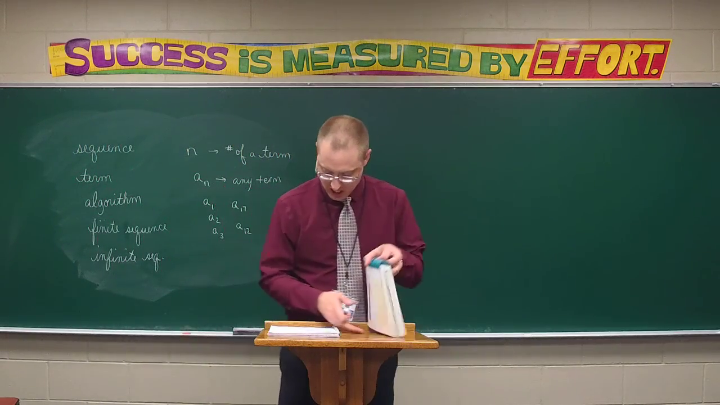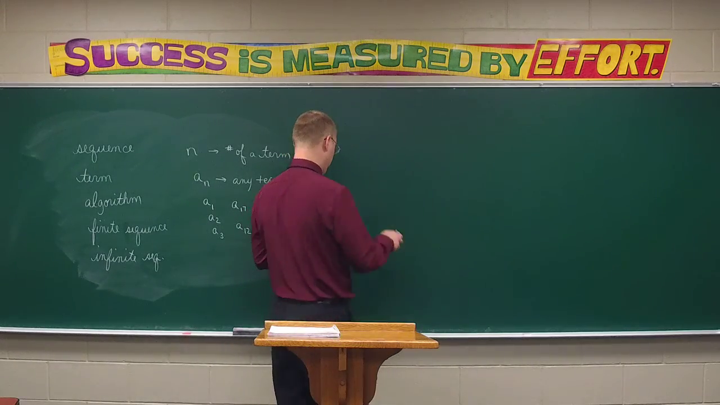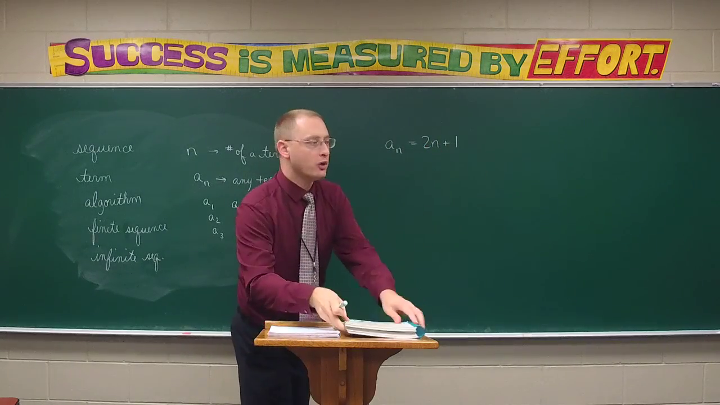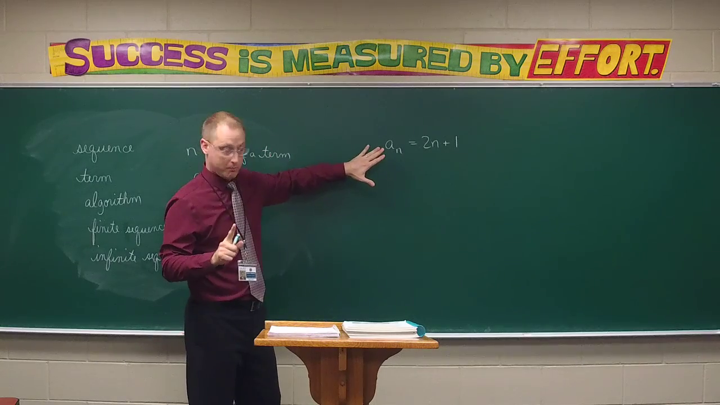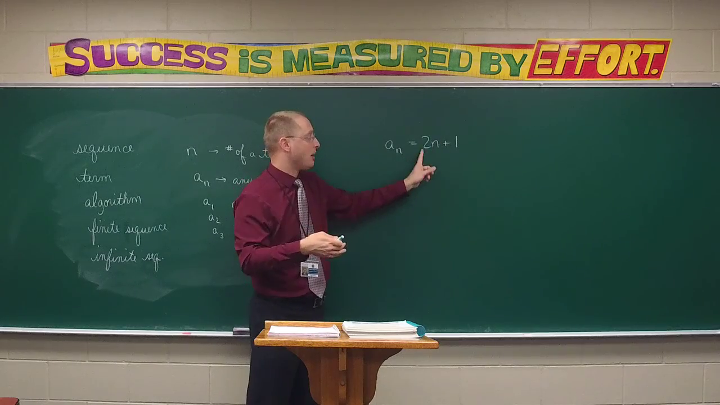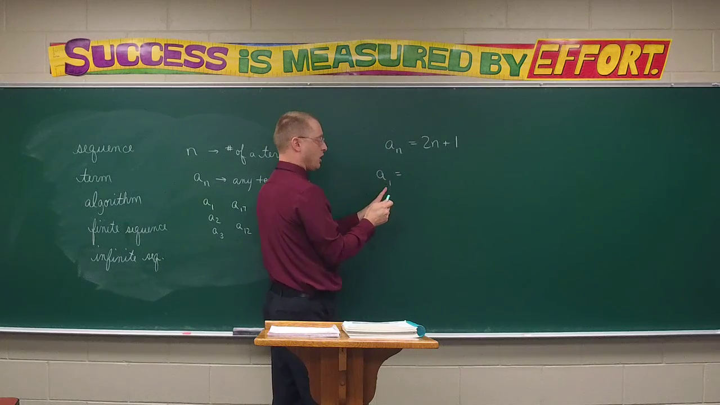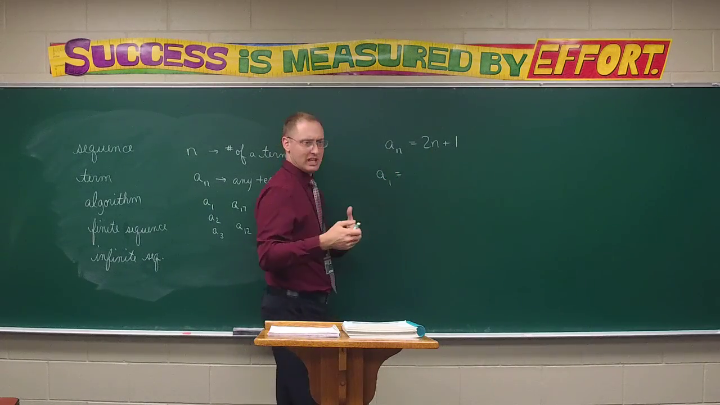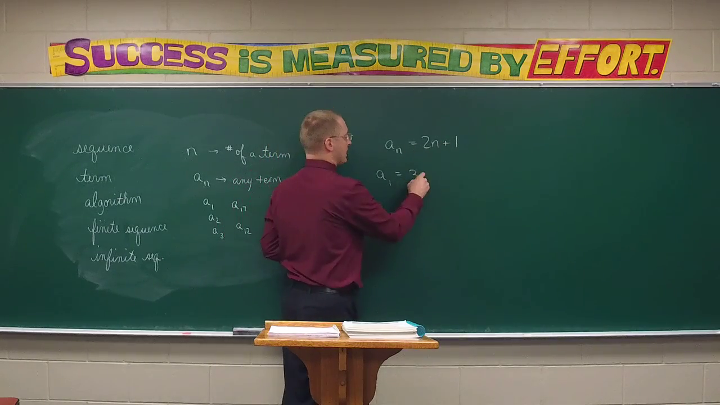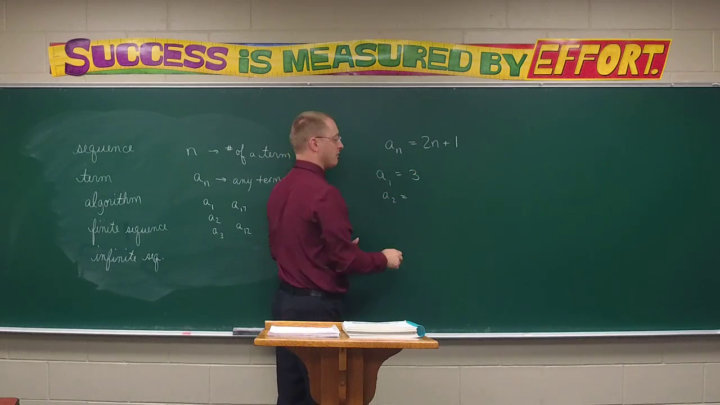All right, look at page 451, some examples here. They give us an algorithm: a sub n is equal to 2n plus 1. This literally means to find any term, take the number of the term wherever it falls in the sequence, whatever its number is, double it, and add 1. So the very first term would be double the number of the term. Well, its number is 1. It's the first term. So double the 1 and then add 1 to get 3. A sub 2 means we're going to double the 2 and then add another 1 to get 5.